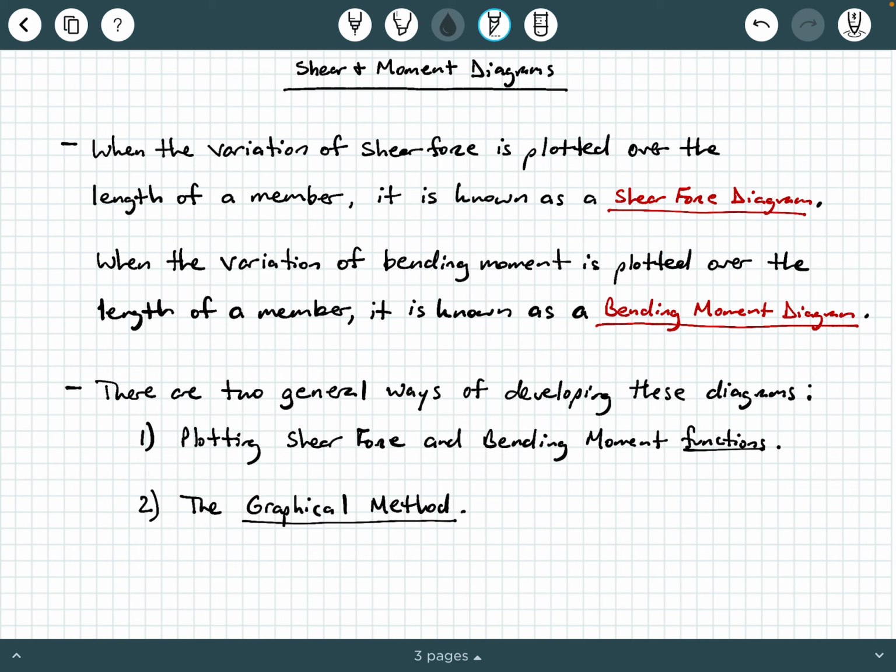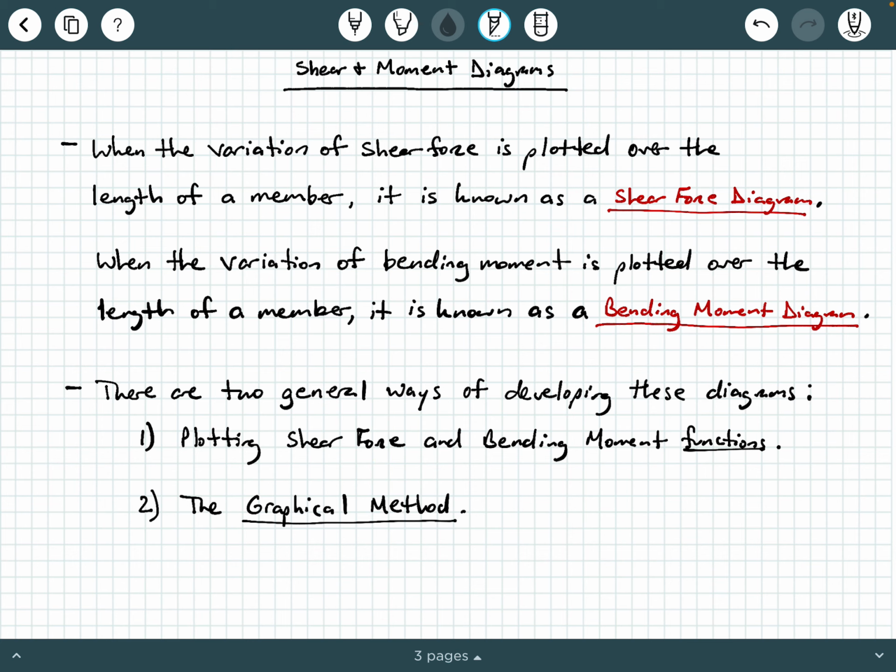Now, there are two general ways of developing these diagrams. The first way is by plotting shear force and bending moment functions. Let's talk about this first way for a minute or so. What is a shear force and bending moment function? These are internal load functions that are developed in a member, and we derive them using method of sections. I have some previous videos where we go into more detail on how we derive shear force functions and bending moment functions.